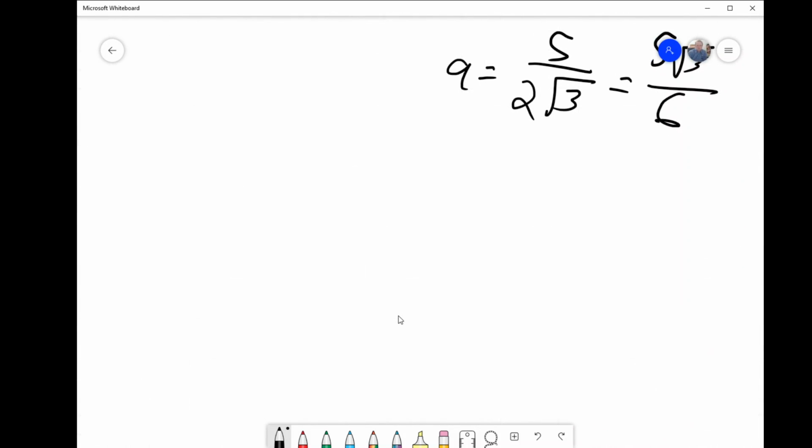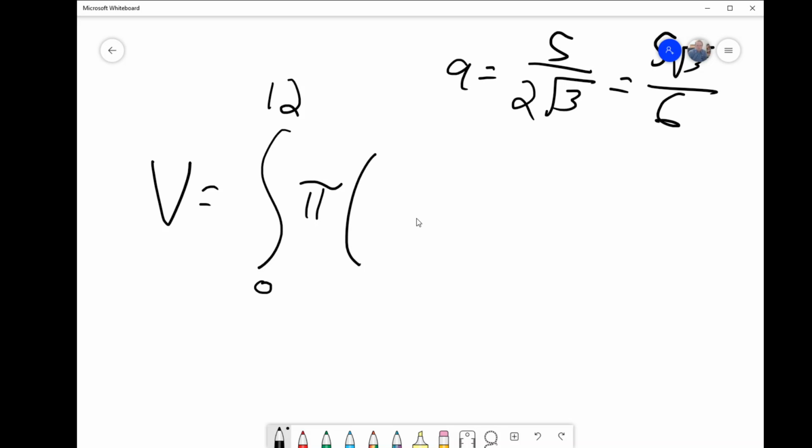So what volume would this bowl have? The volume is the integral from a to b, which in this case is from 0 to 12, of pi f squared. So this is pi times the integral of a root x plus 5, squared, dx, where again our a is 5 root 3 over 6.